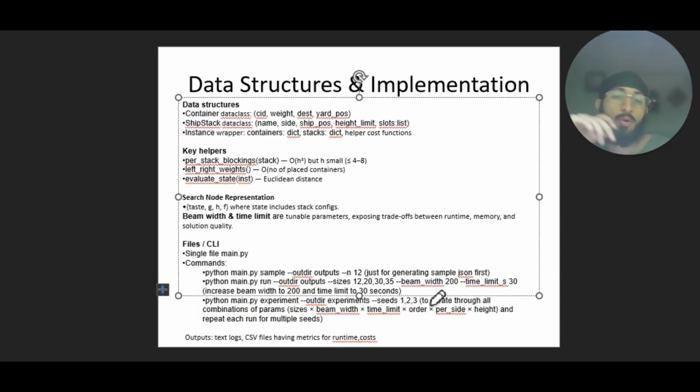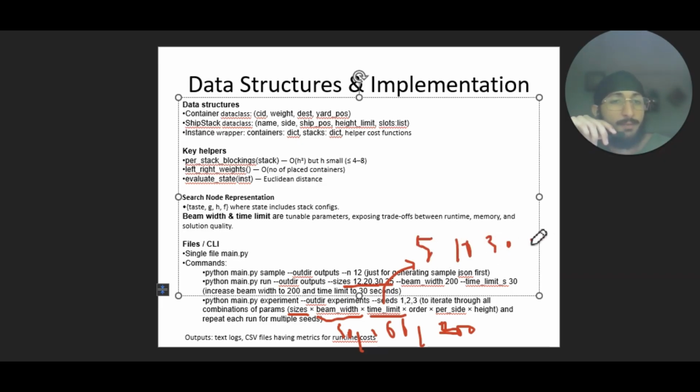We iterate over all the possible combinations of parameters. I have created a parameter grid in which all possible combinations are tried out and stored in a CSV file that I have in my code. It tries out all the possible sizes like we did here, 12, 20, 30, and 35, and all possible beam widths. We can have 50, 100, 200 as well, right? Then time limit, all possible combinations like 5, 10, 30, 50 as well.